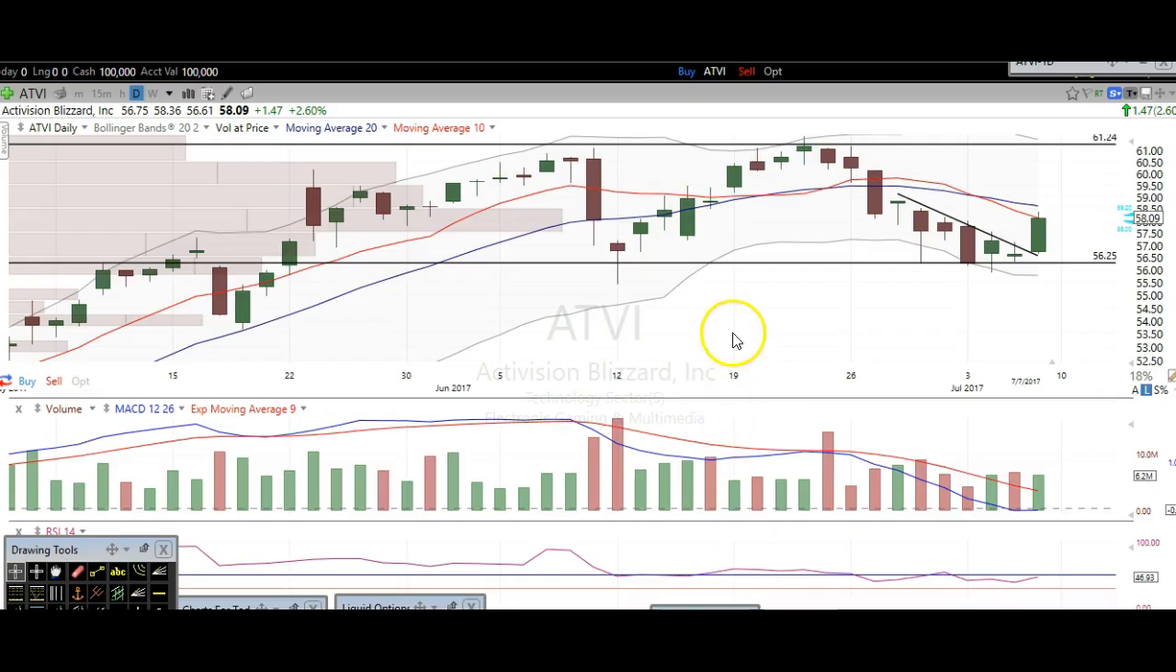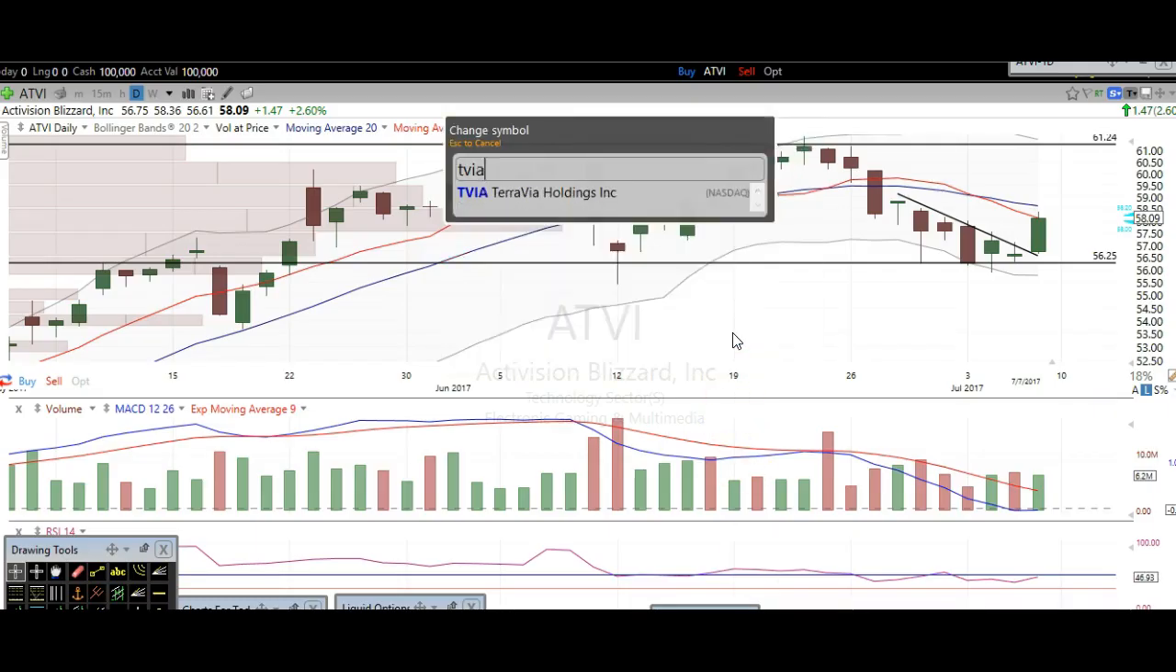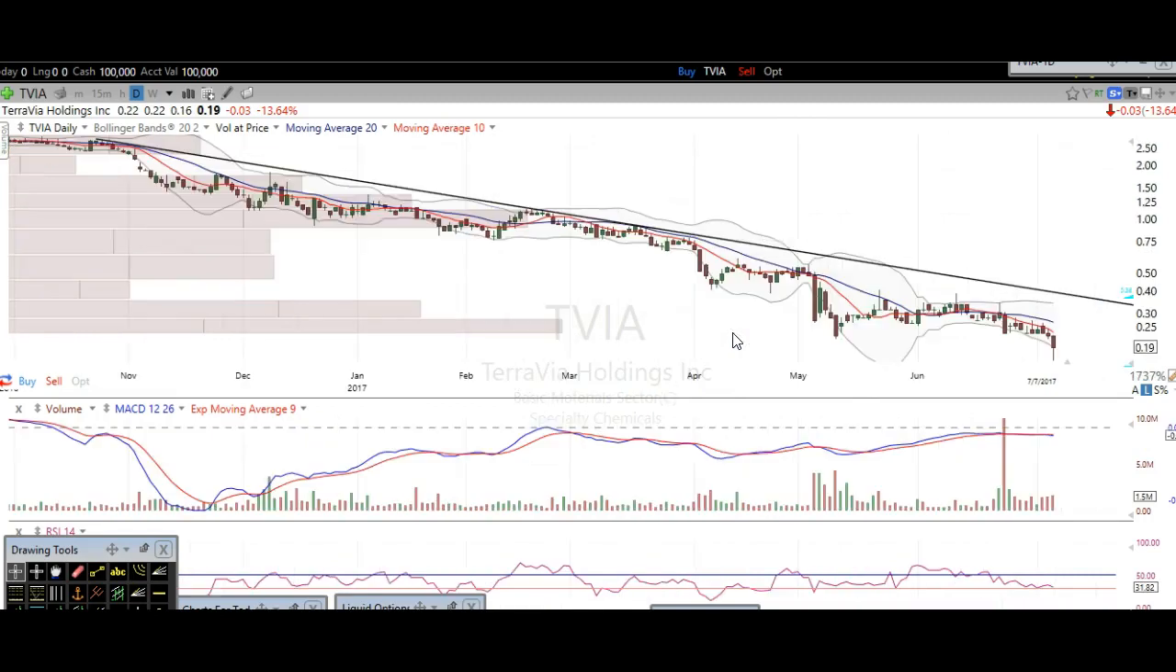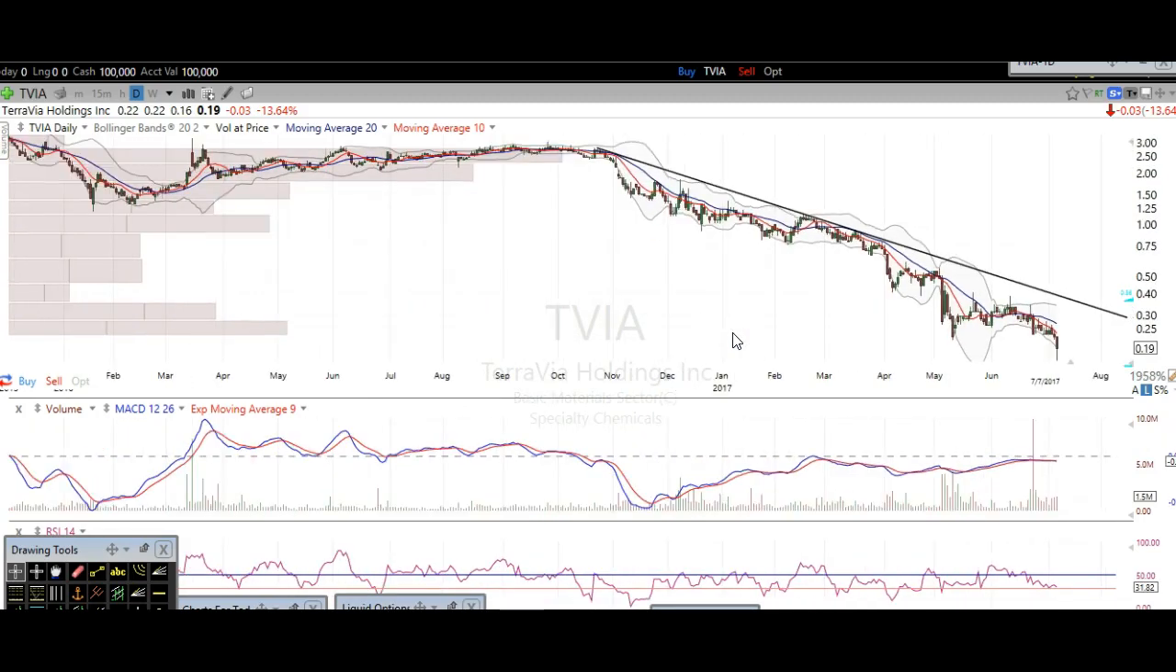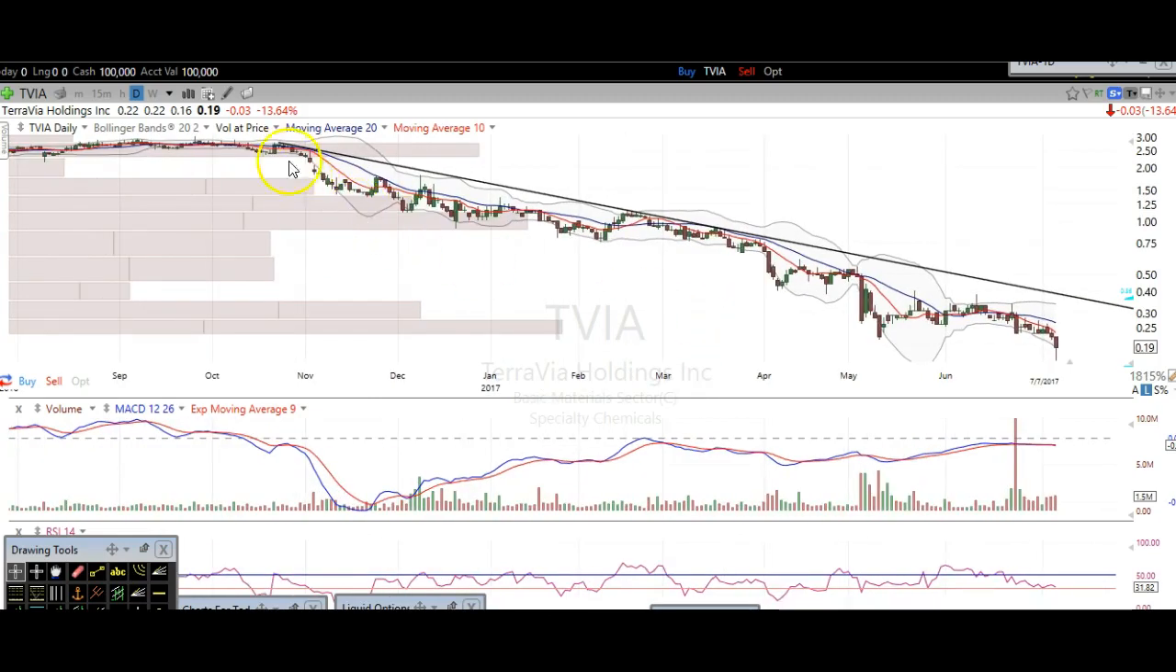TVIA, I'll cover that one. So TVIA, this is another one that is just crap stock in a downtrend. You can see it's just really respecting that angle right there. Look at that, about 2 months it just ground against that downtrend line and then got rejected.